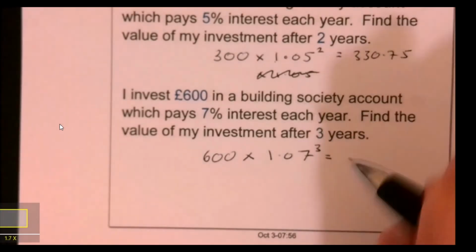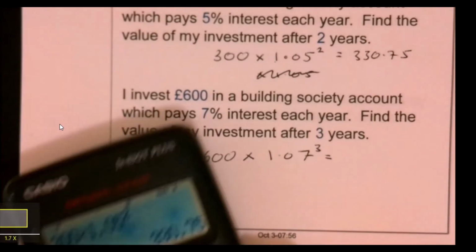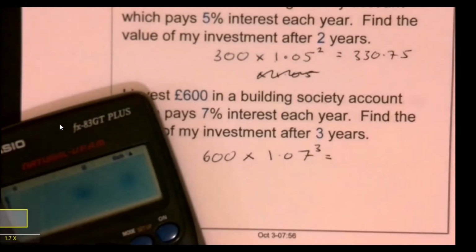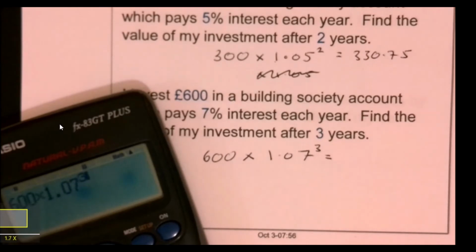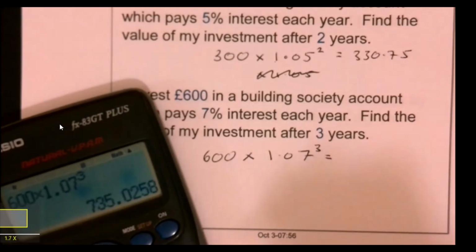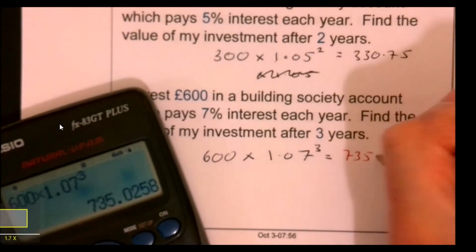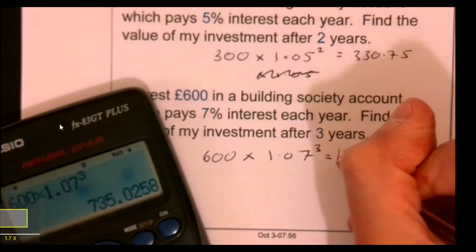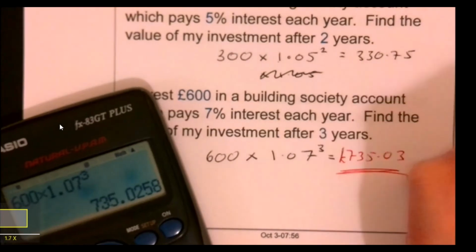I'm not really that interested in the answer. Yeah, okay, the answer is obviously important, but this is the important bit. 600 multiplied by 1.07 to the power of 3. Here we go, and the answer is 735.03 due to 2 decimal places. Oops, bit of a weird pound sign. Right, there we go. There's the answer.